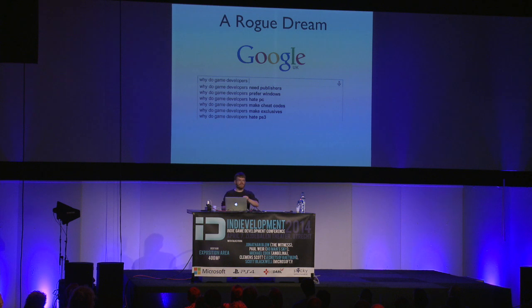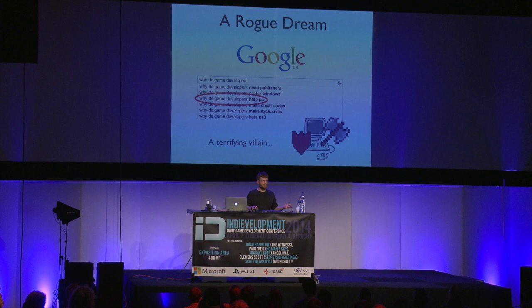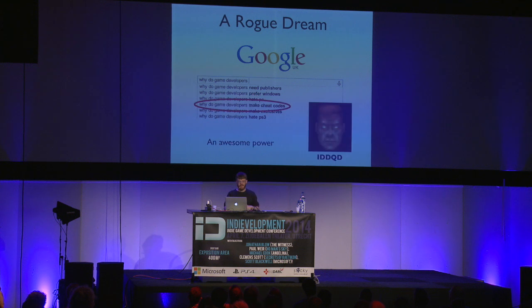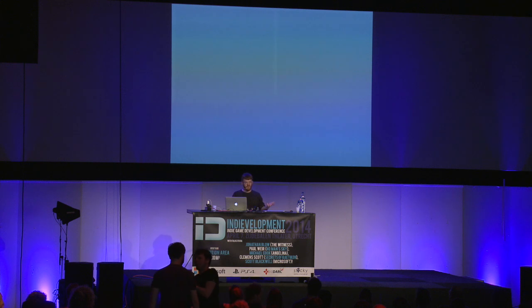And the interesting thing about this is these are questions that people have asked Google, but they also tell you that people wouldn't ask those questions if they didn't think they were true. So it tells you that, well, if game developers hate the PC, maybe we could make the PC the enemy in our video games, and that's how we get lawyers as the enemy of policemen. Or if they have this ability of making cheat codes, maybe cheat codes is something that a game developer could carry around in their inventory. So it's a very toy kind of thing.